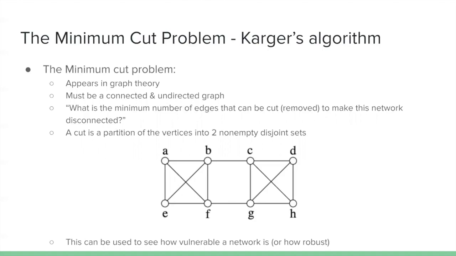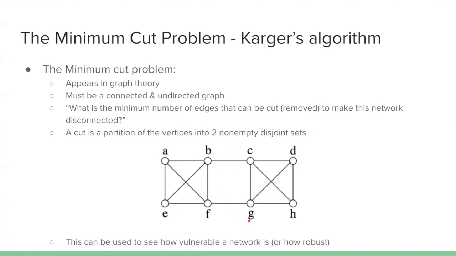A cut is a partition of the vertices into two non-empty disjoint sets. This can be used to see how vulnerable a network is or how robust it is. As you can see from this picture here, we have more edges concentrated on both the left and the right side. And if we were to cut these two lines straight down, we would have two separate graphs.